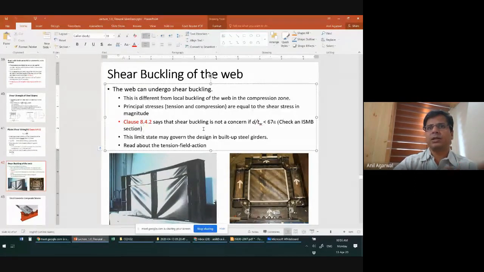Only when you go for a built up section, where you weld the plates together to make your cross section, then you have to really worry about this limit. But when you get a problem to solve, you have to check that this value is satisfied.